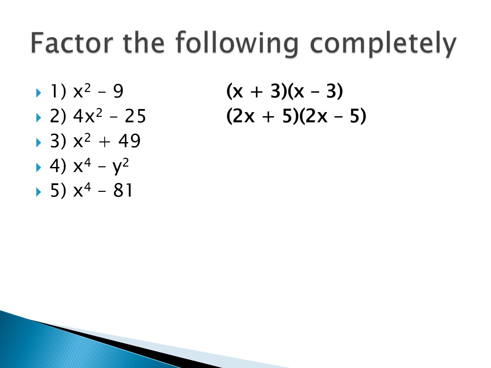For 4x squared minus 25, now we do have that 2x there, and so that's fine to take the square root of that. If it was 5x squared, it wouldn't work because it wouldn't be considered a perfect square. But in this case, this one does.